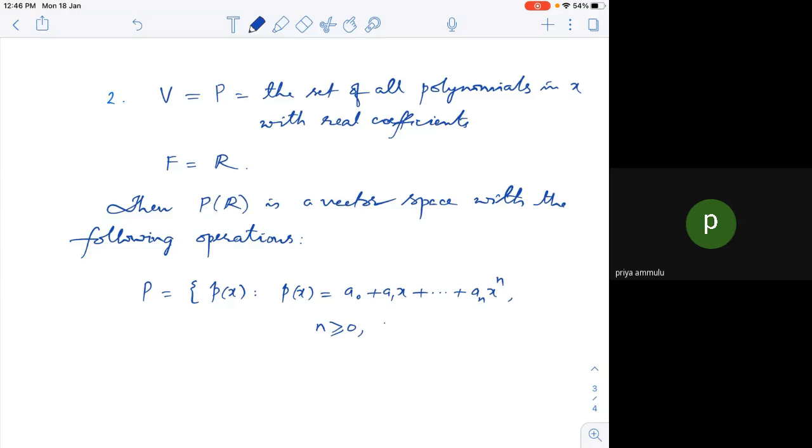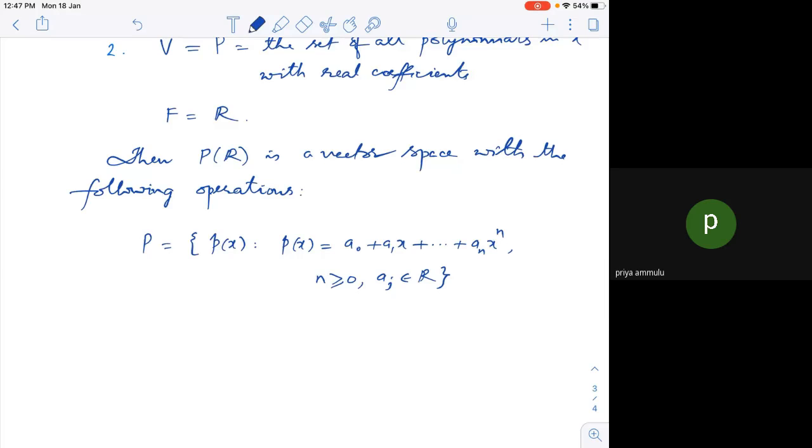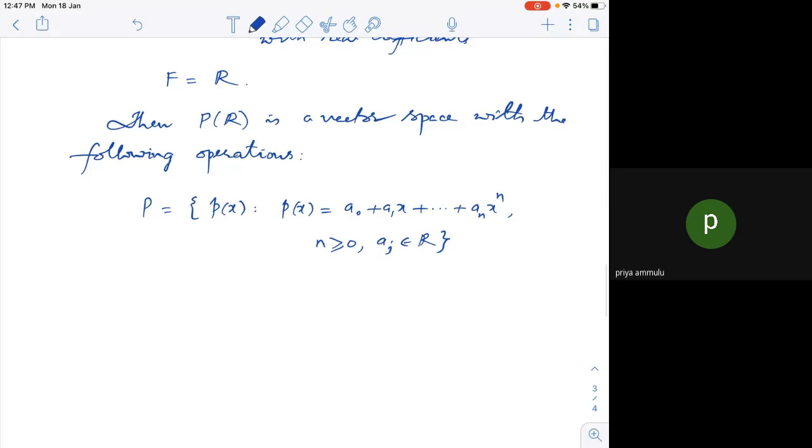n is greater than or equal to 0, these a_i are real numbers. It's the collection of all polynomials of various degrees, including constant polynomials and the zero polynomial. You add any two polynomials, you get another polynomial, right?